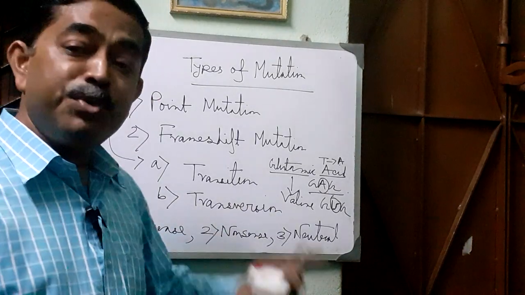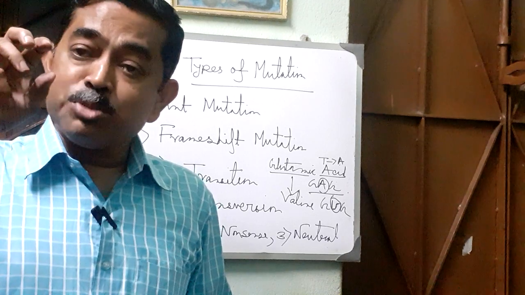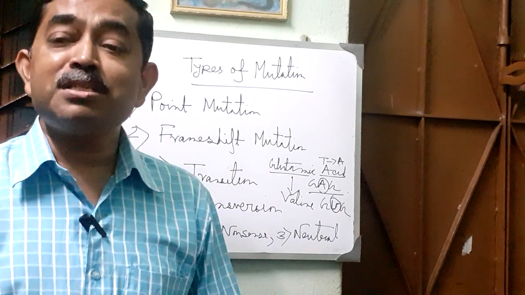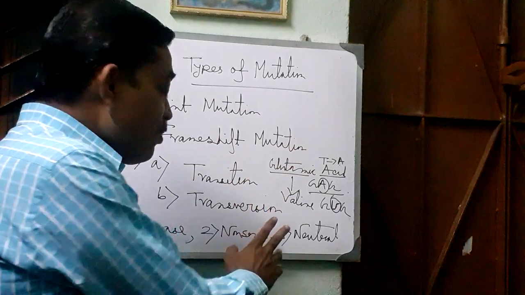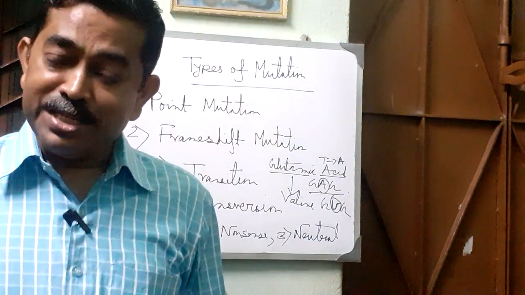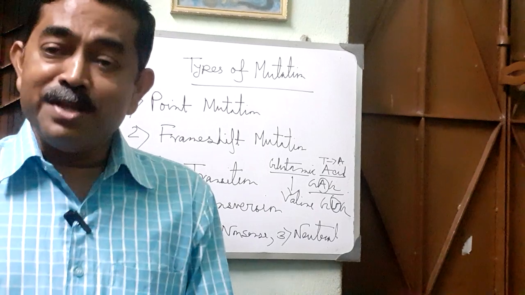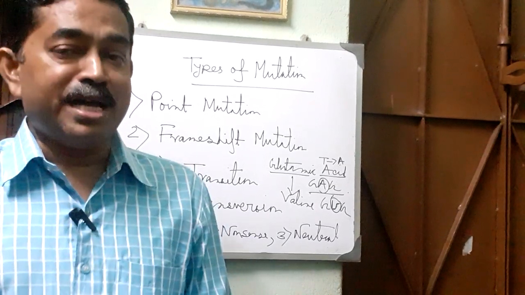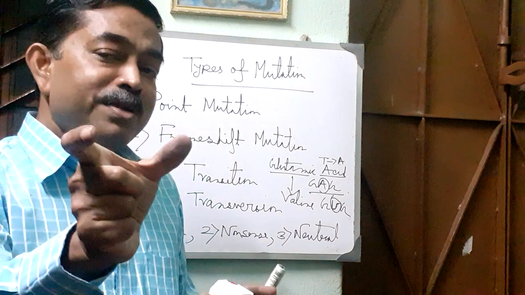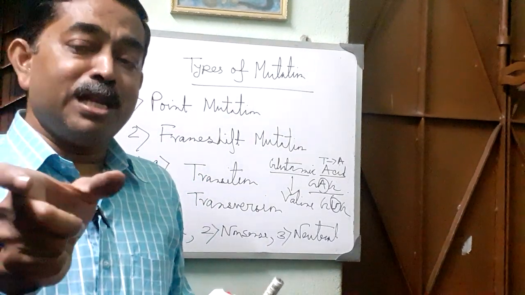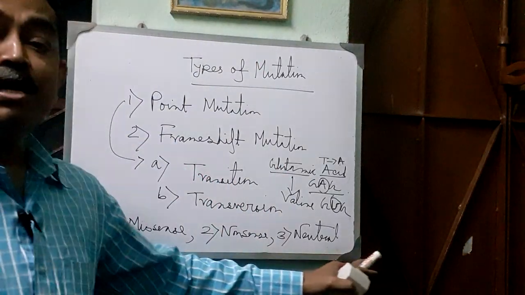And then neutral mutation. I have told you that 61 codons specify the 20 amino acids present in nature. So more than one codon represents one particular amino acid. So if there is any change in the nucleotide sequence in the DNA, the mutation will be there, the change of nucleotide sequence will be there, but there will not be any change of amino acid, because both the changed codon and the original codon specify the same amino acid. So this is called neutral mutation.